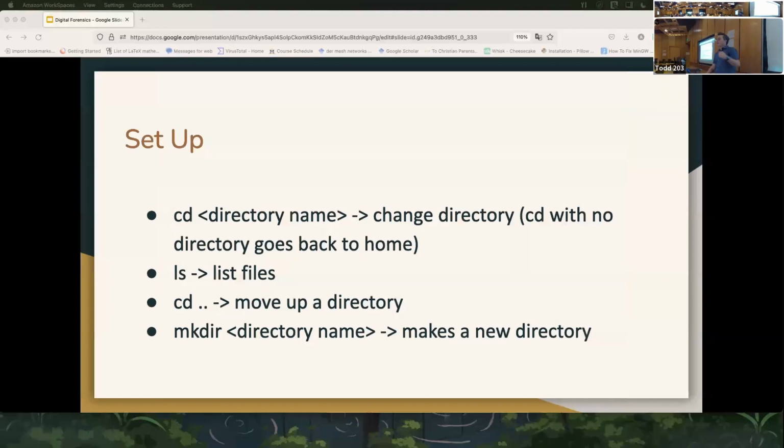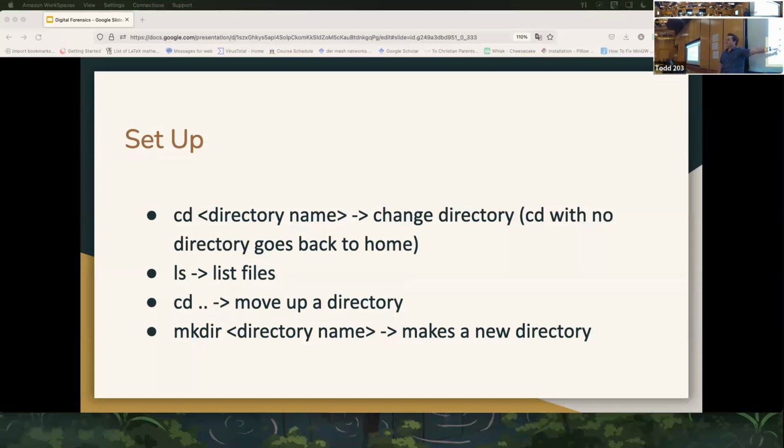So some quick commands that we're going to need to know for those of you who haven't worked in Linux, or who have never used terminal. CD means change directory. You will do CD and then the directory name or the folder name, and that will move you into that directory. So if we're in our home directory and we want to get into documents, we'll do CD documents, right? And that'll move us into there.